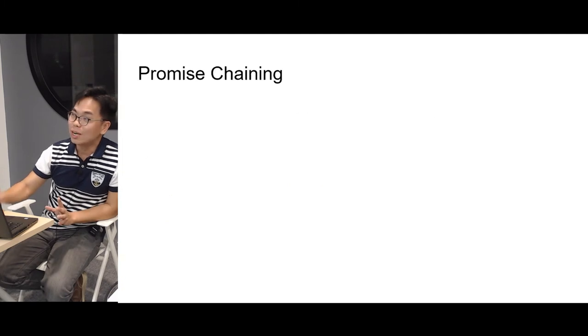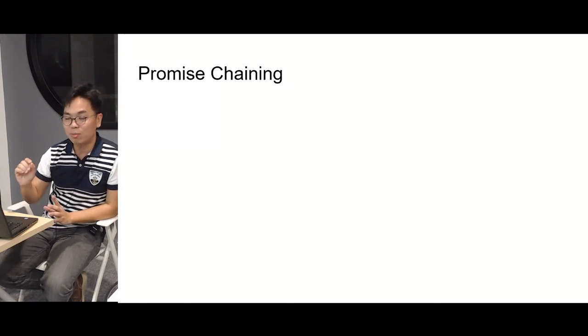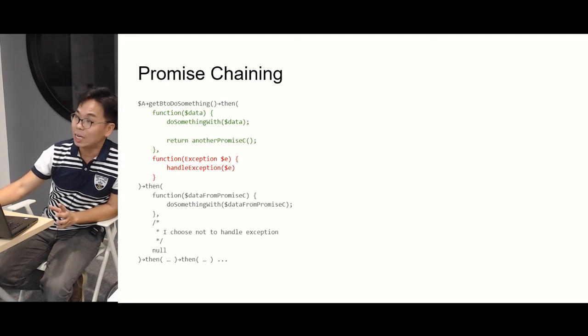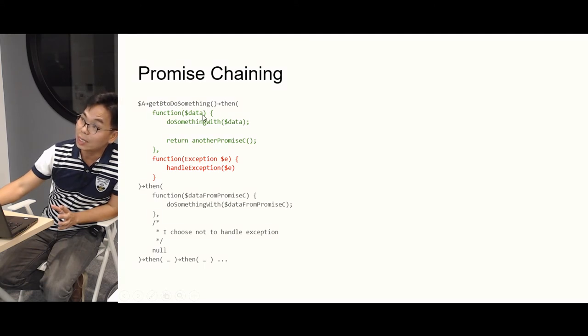Okay. So the next thing is promise chaining. I go very quickly. This is promise chaining. Okay, you have the first promise, A gets something, right? And then based on this promise, you do what you need to do when the data is eventually given to you, the promise is fulfilled or the promise is not fulfilled, right?